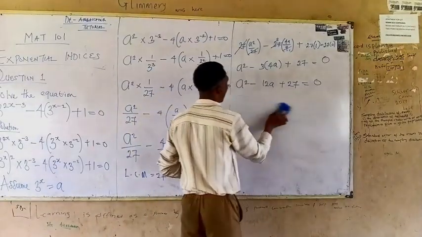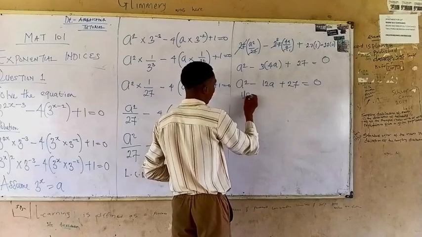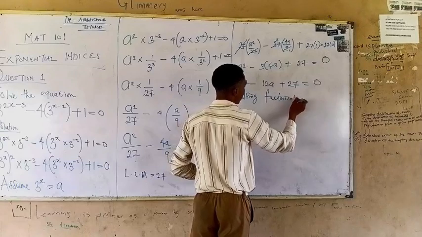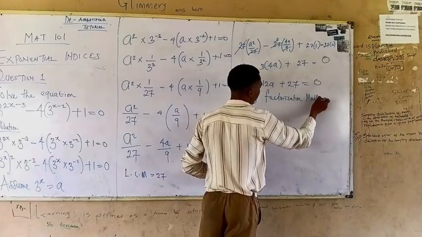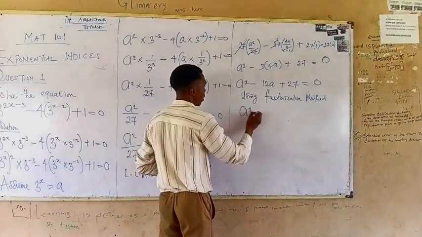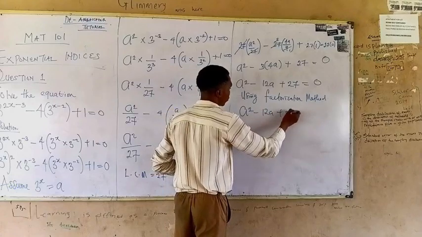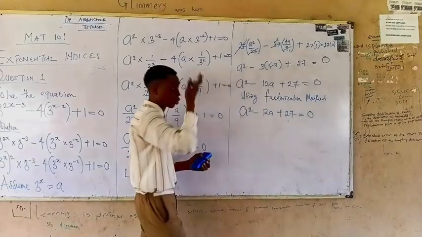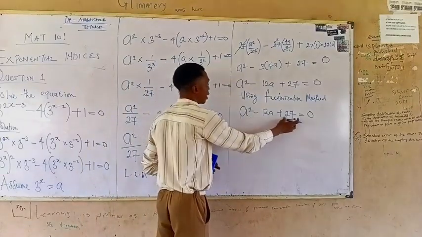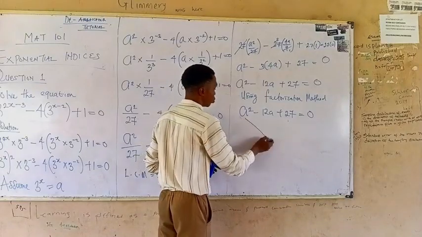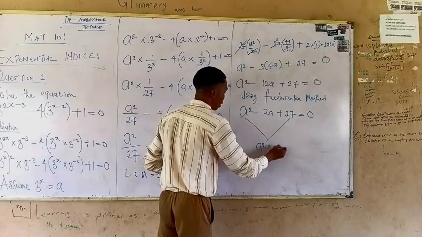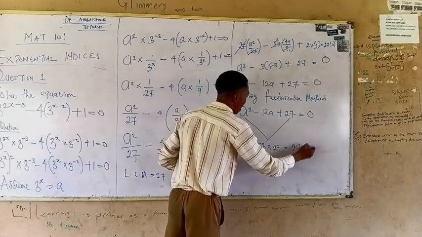We are going to make use of factorization method. When I try to use factorization method, how do I solve that? We have a squared minus 12a plus 27 equals to 0. In factorization method, we usually have the first term multiplied by the last term. So when I try to do that, that means a squared multiplied by the last term, which is 27, and that gives me 27a squared.